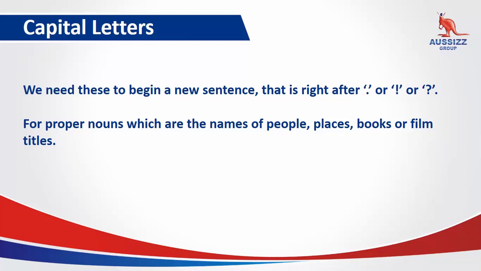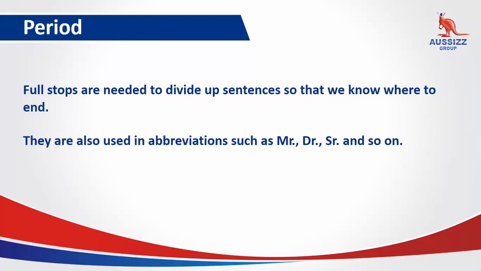First, we should go over capital letters. Capital letters are the big letters. This is a capital letter, and this is a lowercase letter. You use these to begin a new sentence that is right after a period, an exclamation mark, or a question mark. You also use these for proper nouns, which are names of people, places, books, and film titles.